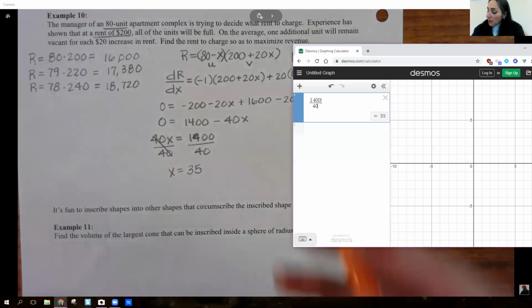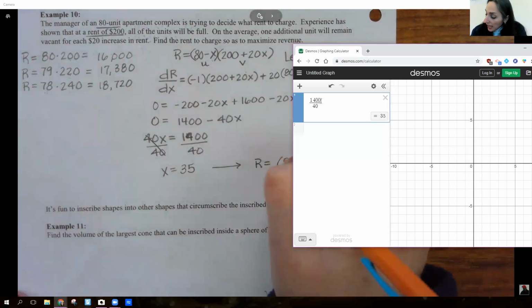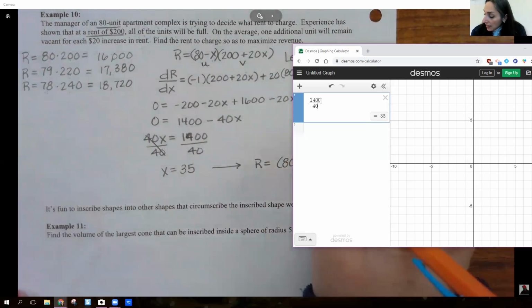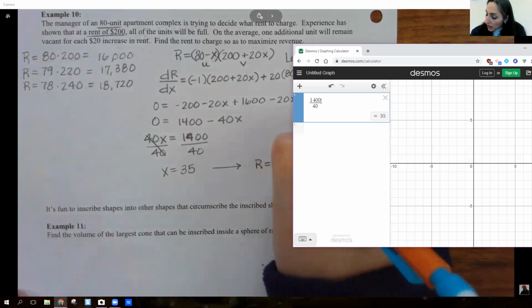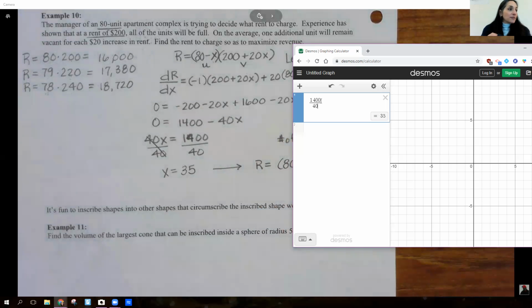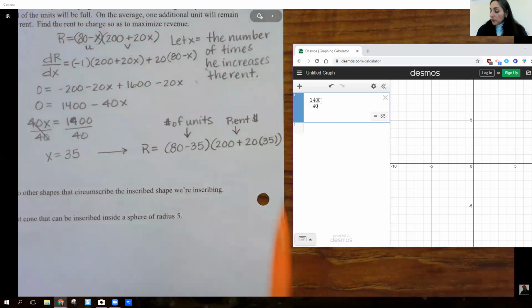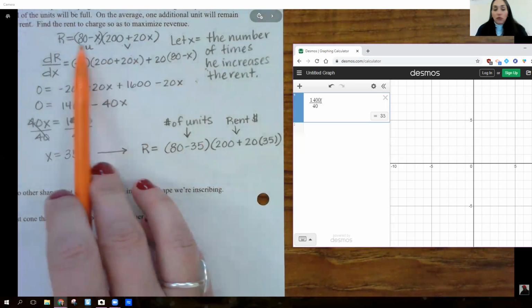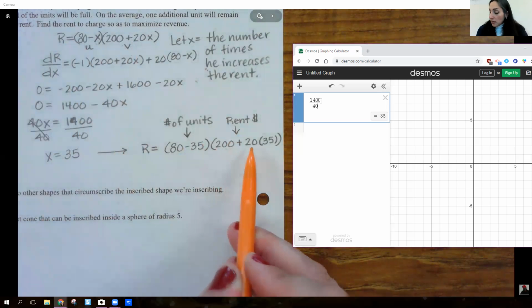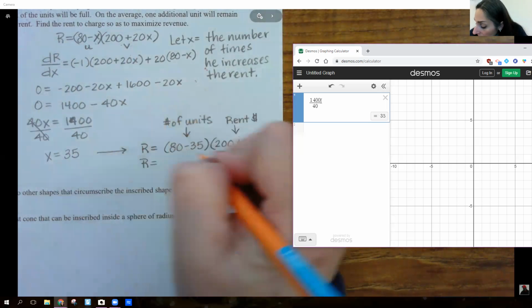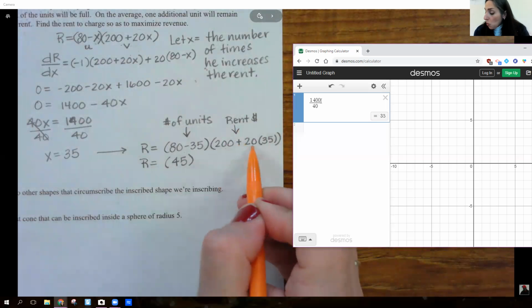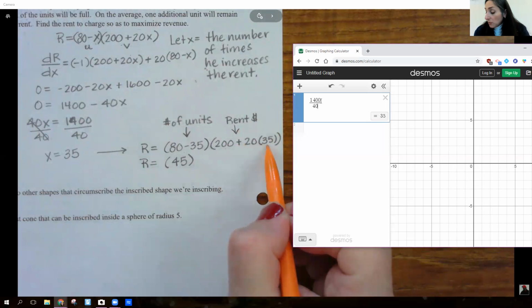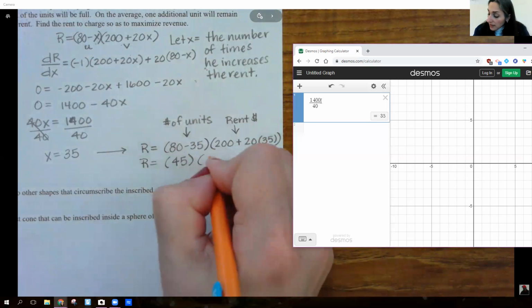So what would that mean? That would mean your revenue, go back to the original, is going to be 80 minus 35 times 200 plus 20 times 35. This represents the rent. This represents the number of units that are full. So 80 minus 35, going back to this original revenue equation, times 200 plus 20 times 35. Okay, so 80 minus 35 is 45. Only 45 units are going to be full. And then 200 plus 20 times 35. 20 times 35 is going to be 700. 700 plus 200 is 900.